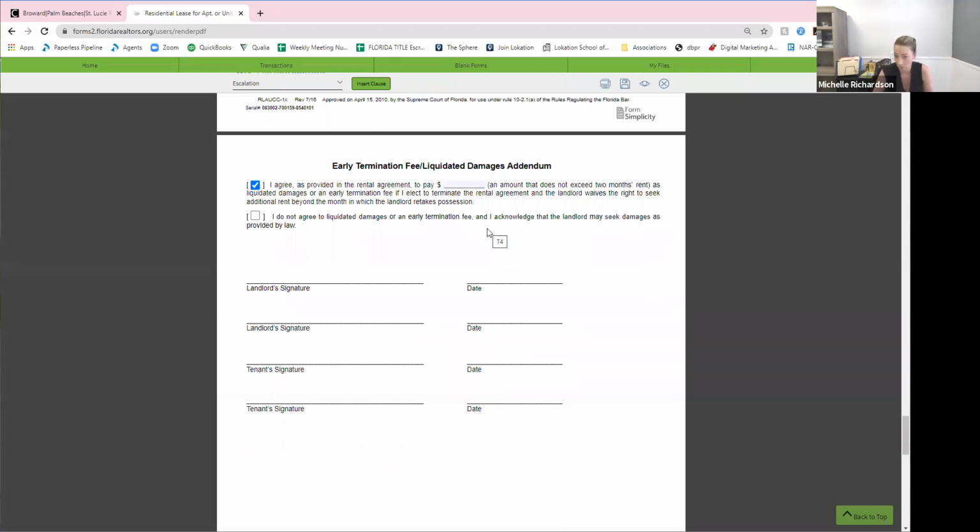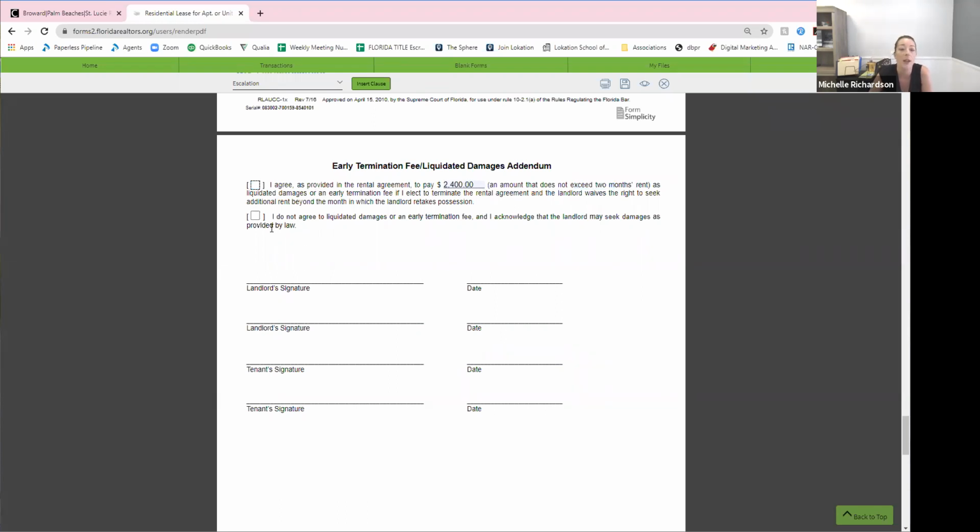You could put, if the lease is $1,200 a month, you could put $2,400 here. It says an amount that does not exceed 2 months rent. So you could put $2,400 as liquidated damage or an early termination fee if I elect to terminate the rental agreement and the landlord waives the right to seek additional rent beyond. So the landlord has to agree to the termination and the tenant is agreeing that if they're going to terminate the lease, that they're going to pay $2,400.